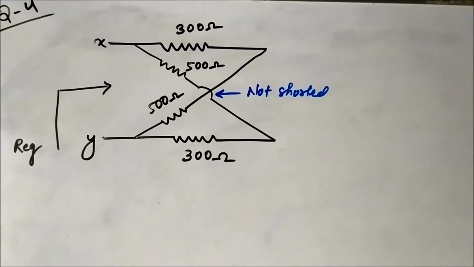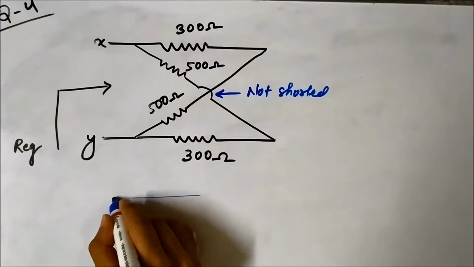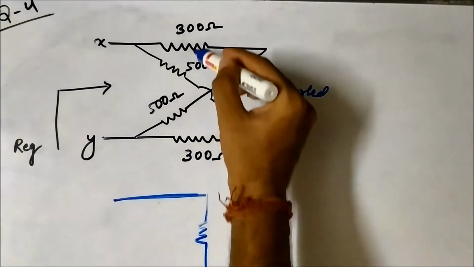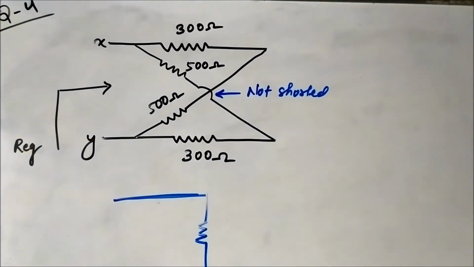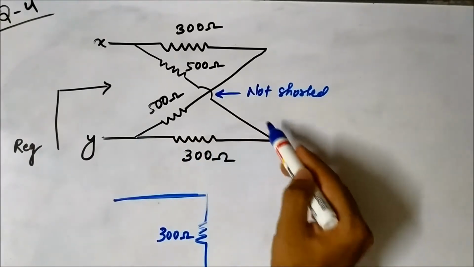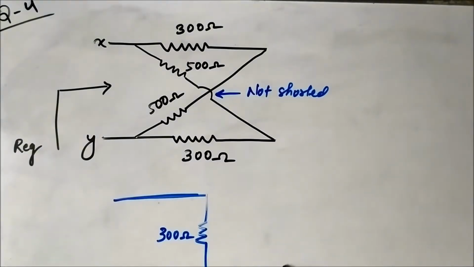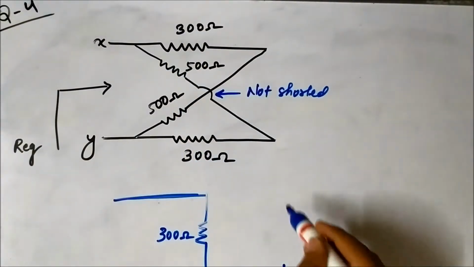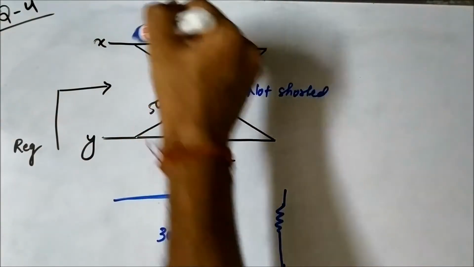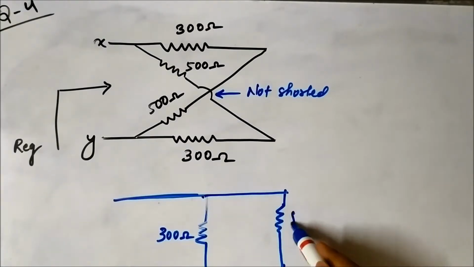Now let us simplify the circuit. First we'll take this 300 ohm, which is in series with this 500 ohm. Next we will take this 300 ohm, proceeding in this direction, which is in series with this 500 ohm. First this 300 ohm, and we'll move towards this 500 ohm, and this 500 ohm resistance has its other end connected to the common point. So 300 ohm and this 500 ohm.